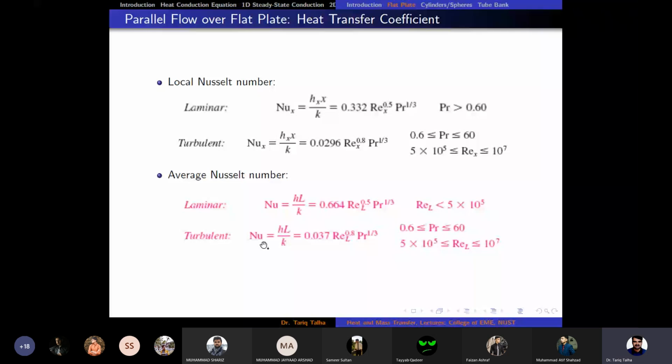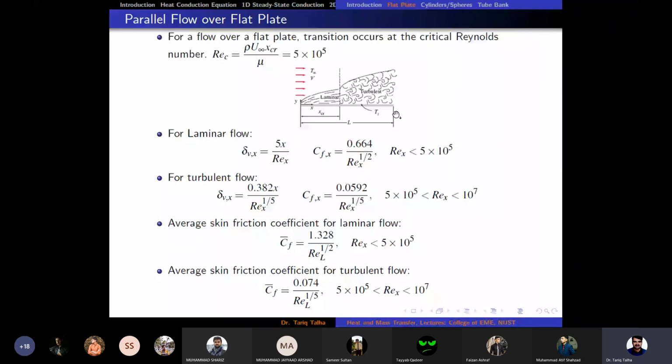So similarly for the Nusselt number, for laminar flow we can use this formula, and for turbulent flow we can use this formula. But the problem is, if I take you back a little bit to this figure, you can see that whenever the flow starts, some portion of it is laminar and some portion of it is turbulent. If the flat plate is so long that we say 90% of the flow was turbulent, then we can easily use only the correlation for turbulent flow.